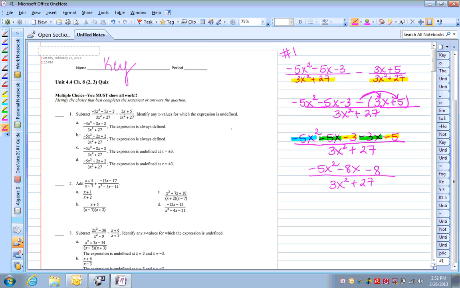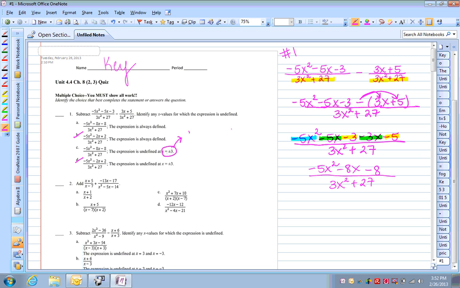Okay, so we can go ahead and eliminate answer choices B and D because they do not match the answer that we got when subtracting those two rational expressions. Now we need to look at the second part of our answer choices. It asks us if the expression is undefined at x equals positive 3 and negative 3.